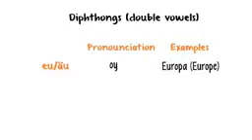The next letter combination is IE, which is simply pronounced like E. For this letter combination, we have the example of the word sie, which means you.